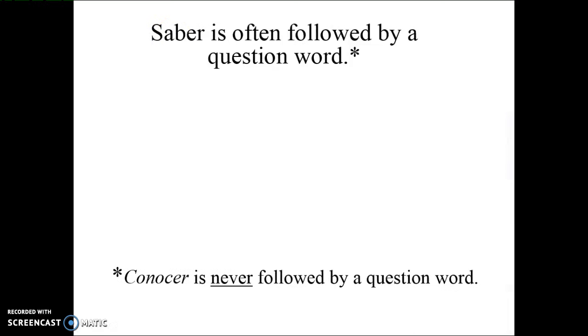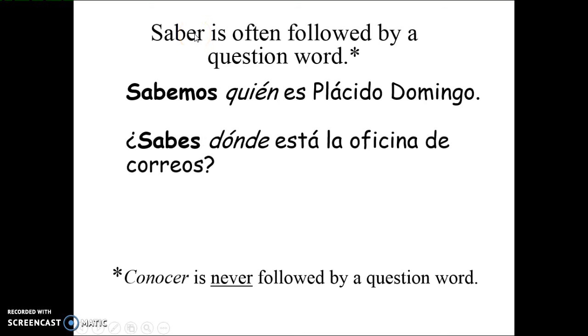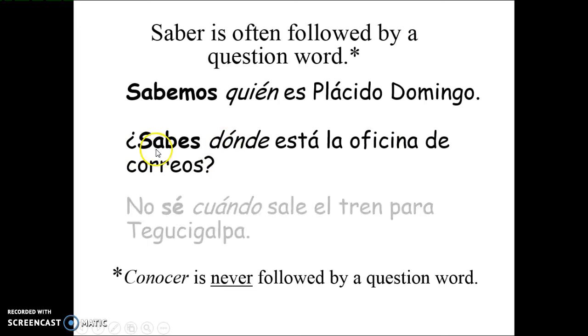Just a quick note, saber is often followed by a question word. So, sabemos quién es Plácido Domingo. We know who Plácido Domingo is. So, if you ever see a question word, like what, who, when, where, why, just know that saber is probably going to go in front of it. ¿Sabes dónde está la oficina de correos? Do you know where the mail office is? ¿Dónde? That's a question word, so we put saber before it.